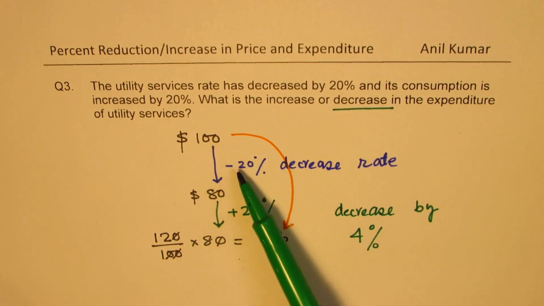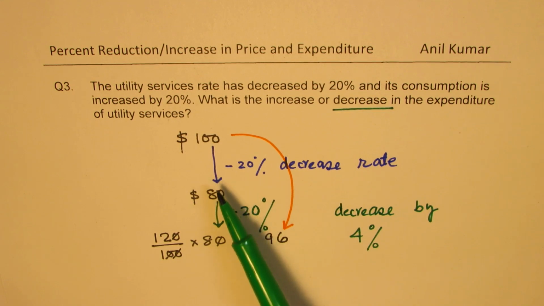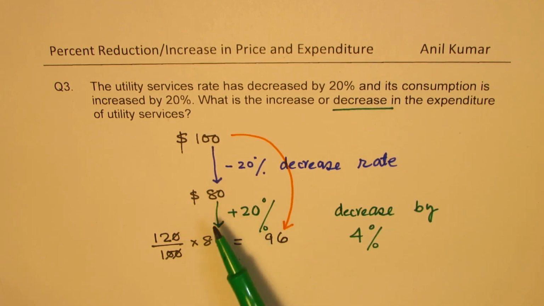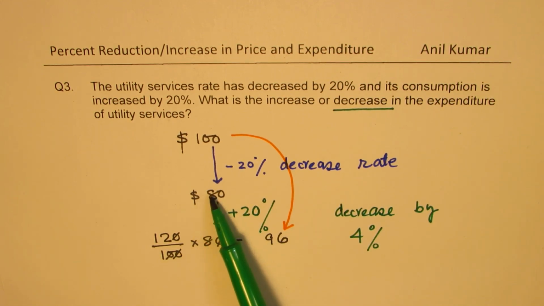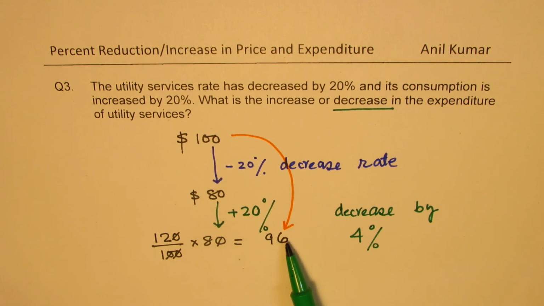So a decrease in rate, if we were consuming the same, was directly 20%. However, since the consumption increased, we are paying slightly more, right? So 20% more on 80, it becomes 96. How do we get our decrease of the utility bills? So if your utility bills are going higher, it simply means that you're consuming much more than what was the subsidy given or what was the decrease in the services. I hope that makes sense.